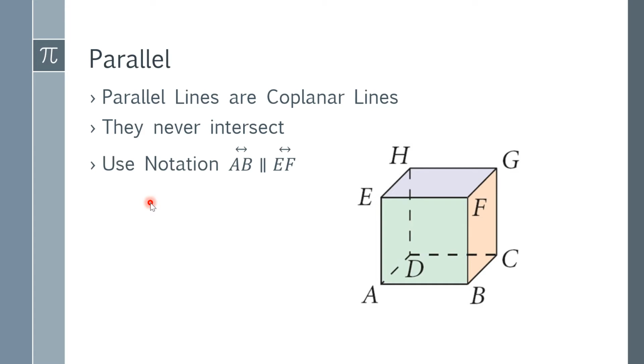And if we wanted to state that two lines are parallel, we use this parallel bar notation. So the example I gave here is AB right here is parallel to EF, and EF is right here. So that's just a quick review of what parallel is.